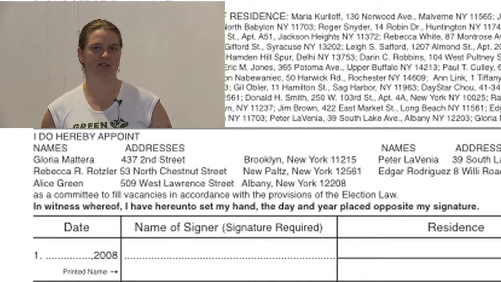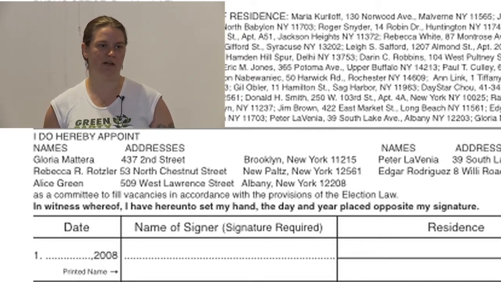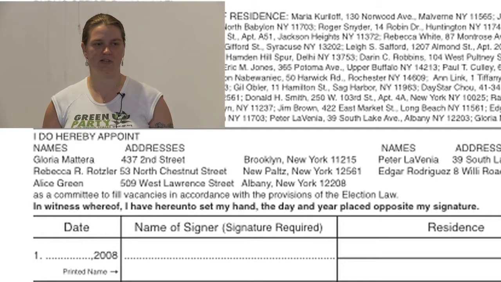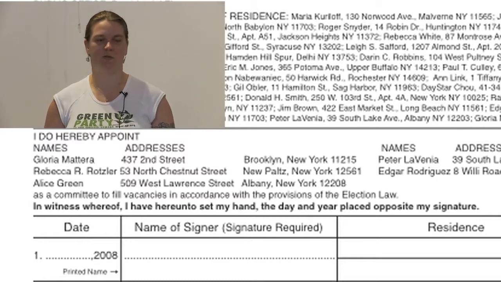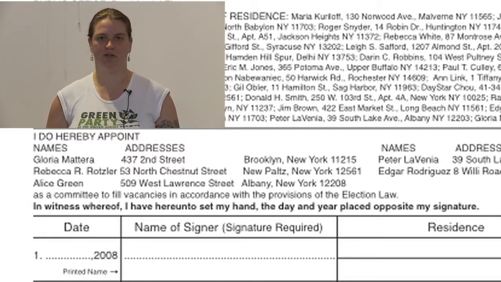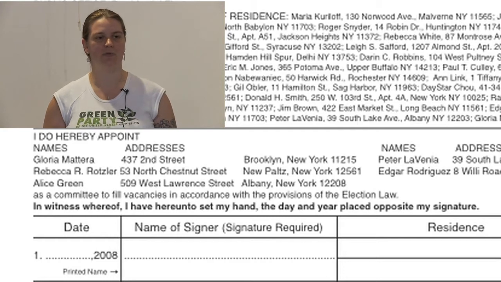And then underneath there, it's going to say, I do hereby appoint, and that is what's known as your committee to fill vacancies. So there are going to be a lot of names in there, and people, when you're asking them to sign the petition, are going to look at that and ask questions about it. Who are these people? What are they about? And basically, they're just the people that are your electorates.